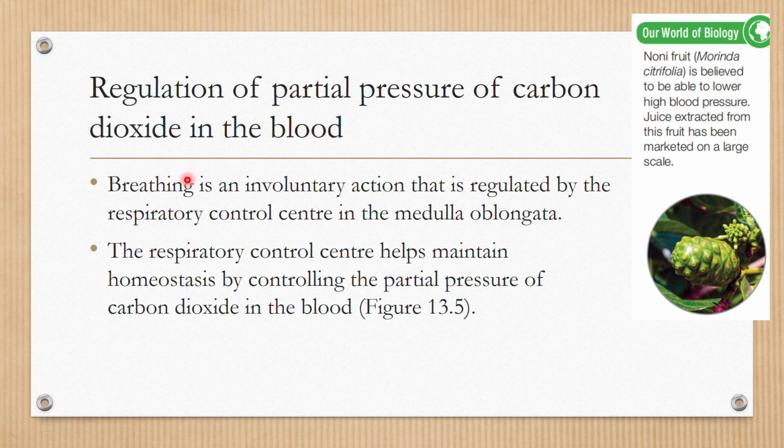So this is related to breathing. Breathing is an involuntary action, and you know that it is controlled by the medulla oblongata. It is regulated by the respiratory center, which is in the medulla oblongata. So the respiratory control center will help to maintain homeostasis by controlling the partial pressure of carbon dioxide in the blood.